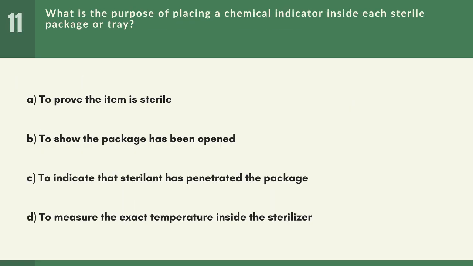Question 11. What is the purpose of placing a chemical indicator inside each sterile package or tray? A. To prove the item is sterile. B. To show the package has been opened. C. To indicate that sterilant has penetrated the package. D. To measure the exact temperature inside the sterilizer.